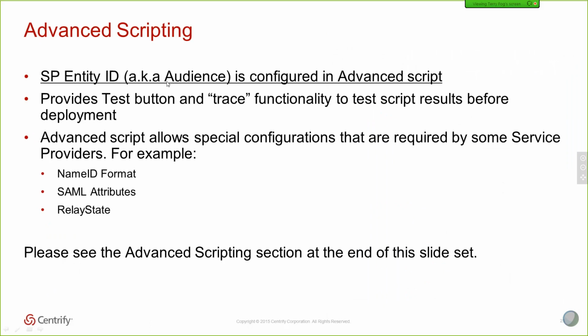Advanced, like I told you, we will use the set audience method to set the SP entity ID. And then there's a test button above the input field so we can get a preview of the SAML response, right? And other things like name ID format, SAML attributes, and relay state, if you want to set them, are also in the advanced tab. Okay. I do have more slides about the advanced scripts, but they are at the end of this slide deck. So if we have time at the end, we'll go through those.